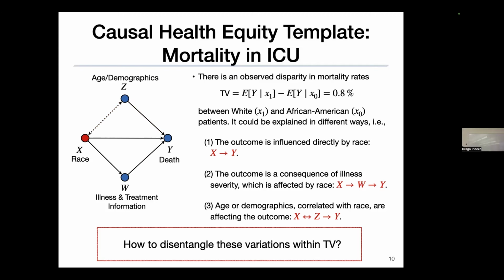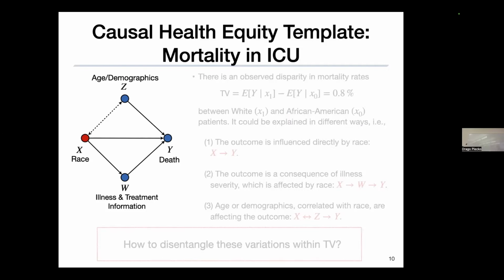And that is an immediate cause for concern, because these different types of discrimination, or different ways of generating the disparity, are fundamentally different based on the setting that you're in, okay? And the question for us is, how do we disentangle these variations within the total variation measure, right? So this measure is also known as the parity gap, and is related to the notions of demographic or statistical parity.